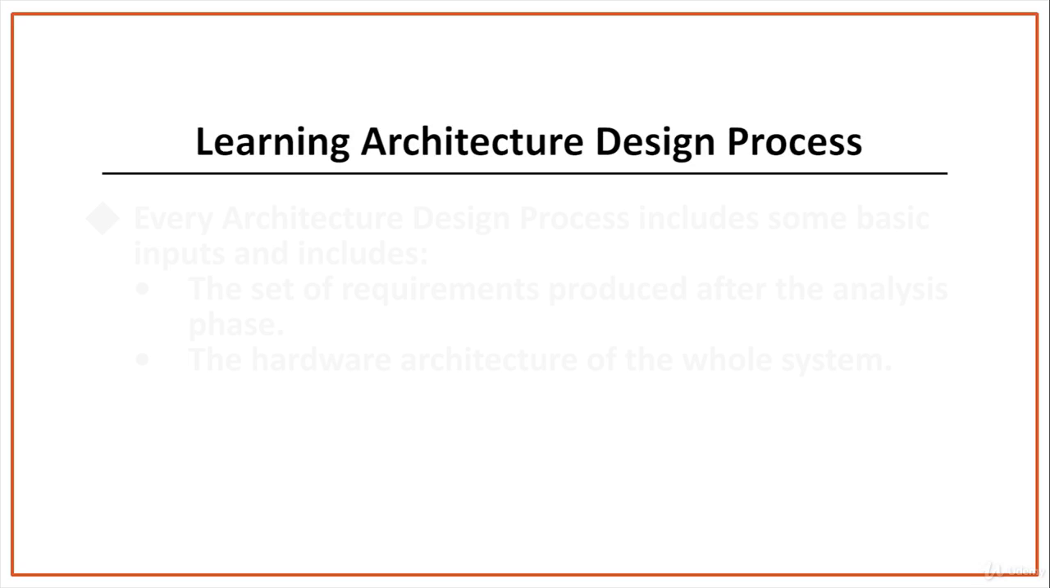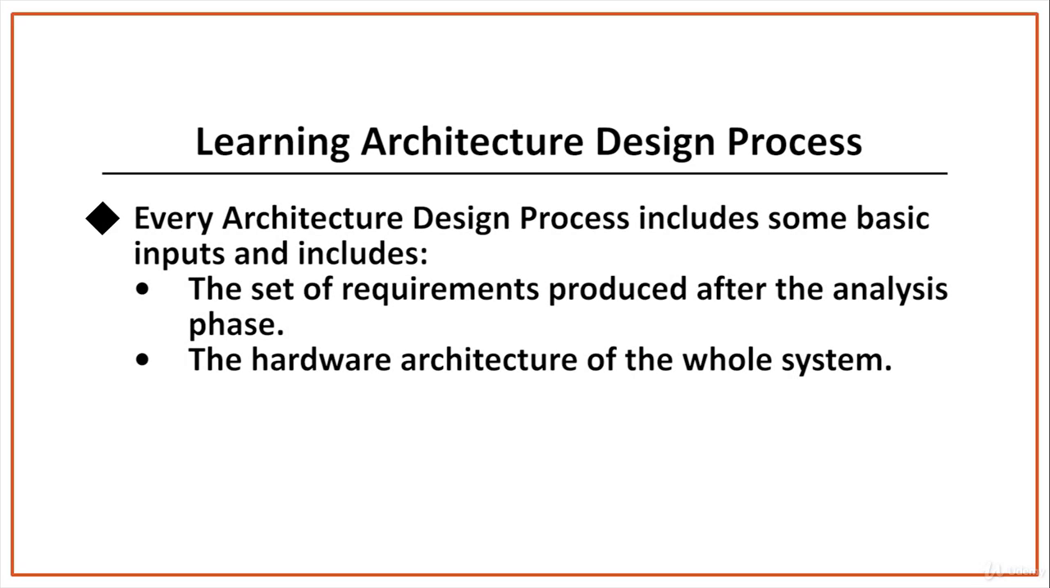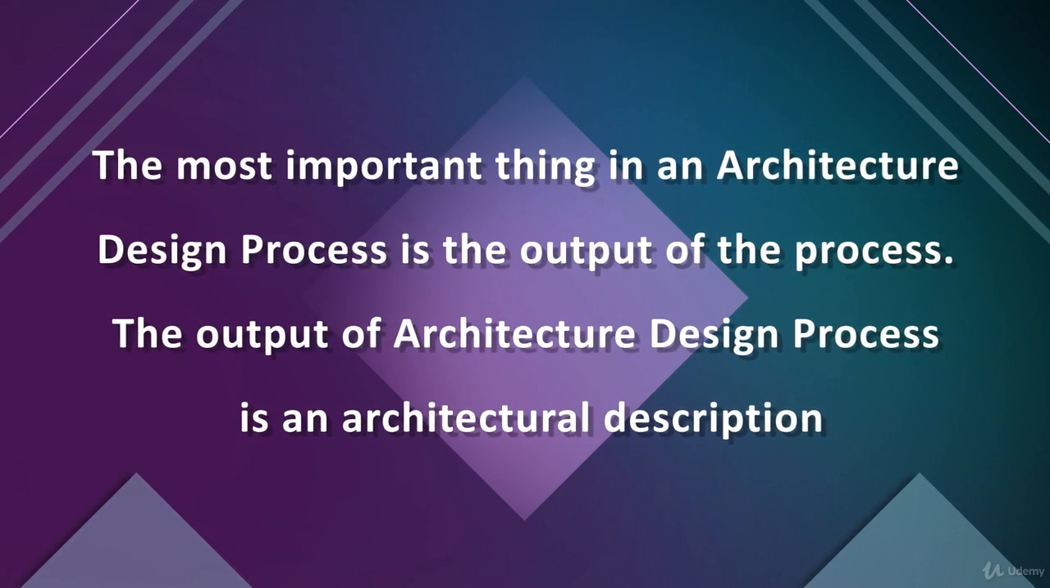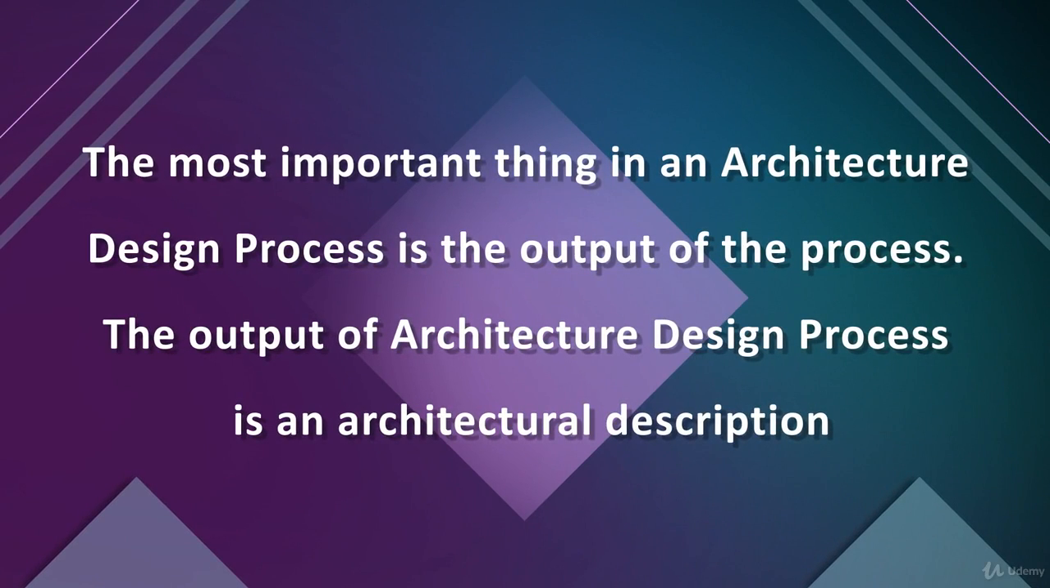Every architecture design process includes some basic inputs, including the set of requirements produced after the analysis phase and the hardware architecture of the whole system. The most important thing in an architecture design process is the output of the process. The output of the architecture design process is an architectural description. The main process of an architecture design process is composed of the following steps.